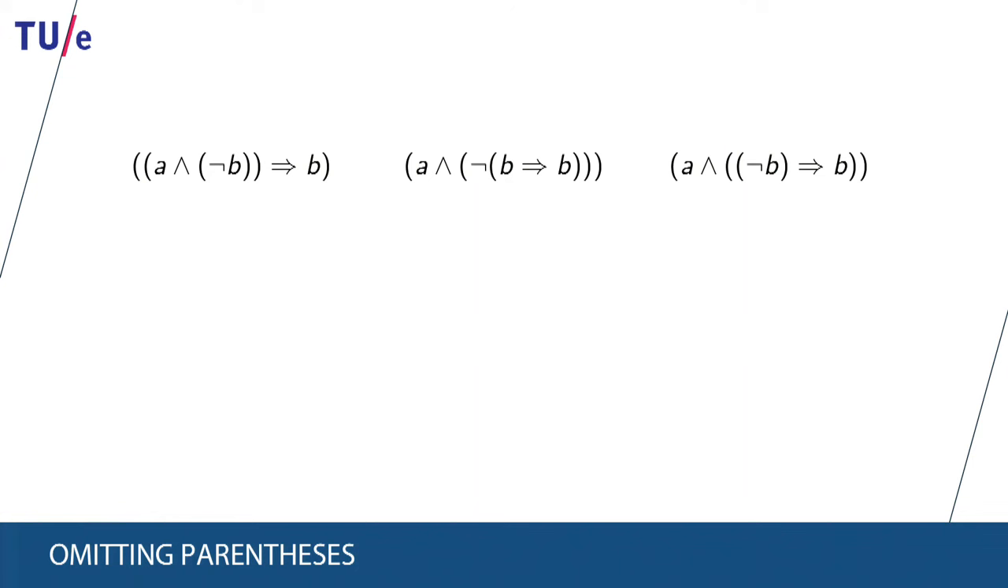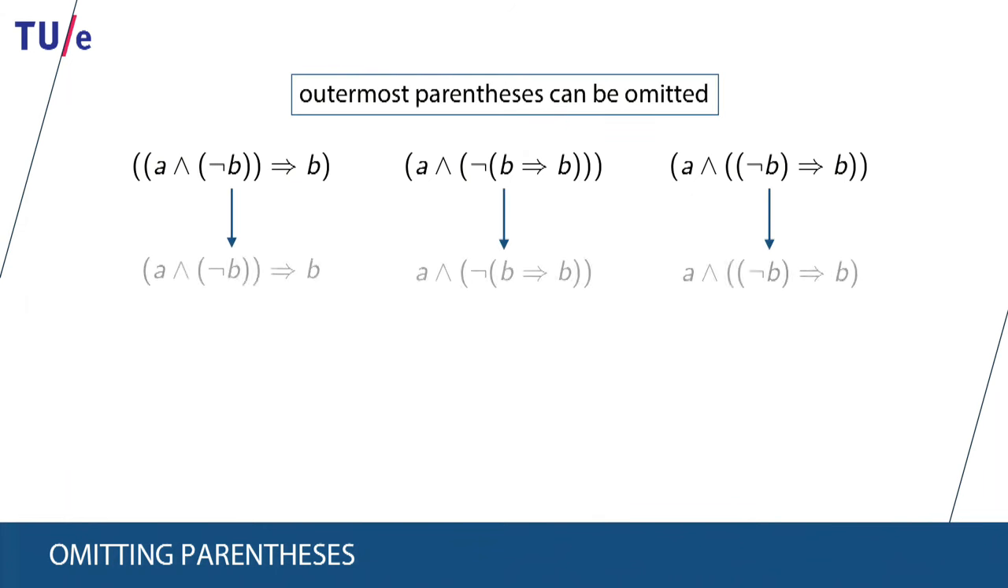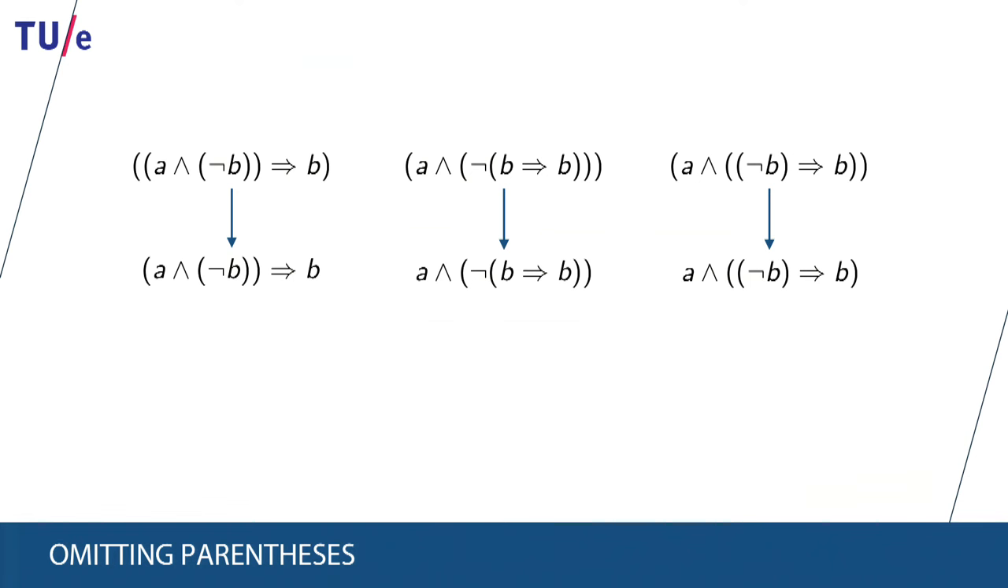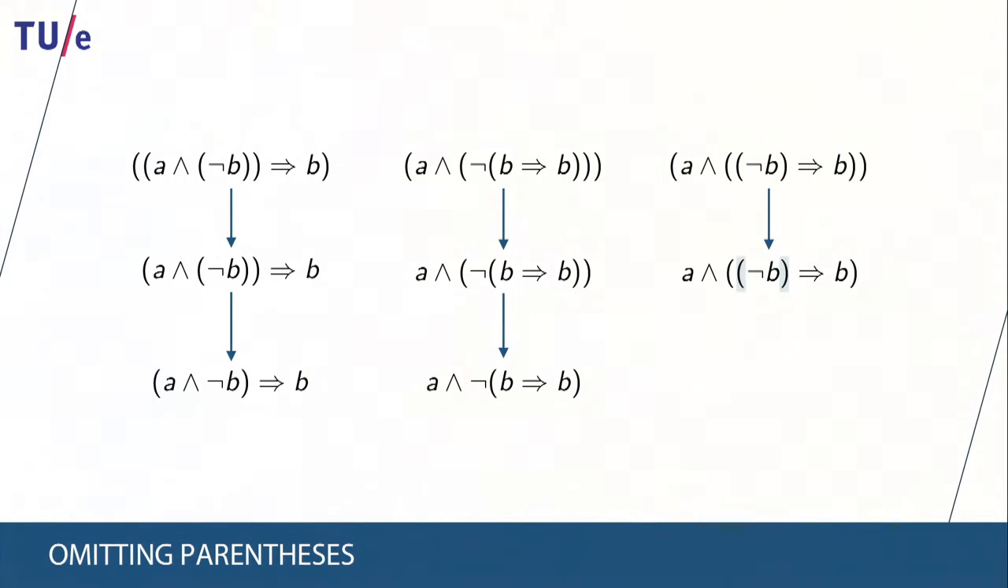Let's consider the three abstract propositions you see here and determine which parentheses can be omitted without introducing ambiguity. Clearly, the outermost parentheses of an abstract proposition can always be omitted without introducing ambiguity. Also, when we omit the parentheses around the negations in the first and second abstract propositions, we will not introduce any ambiguity. Note that omitting the parentheses around the negation in the third abstract proposition appears to be risky. It may no longer be clear that the negation is applied only to B and not to B implies B.